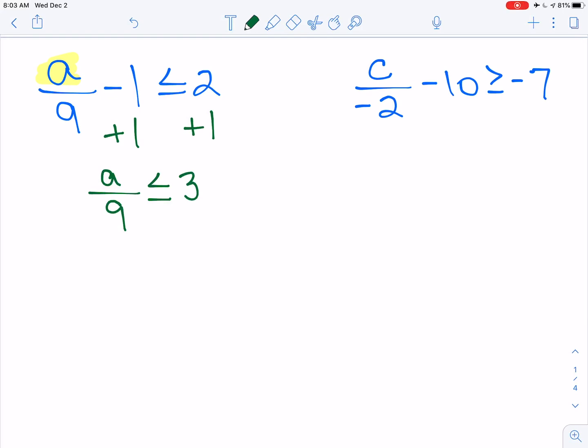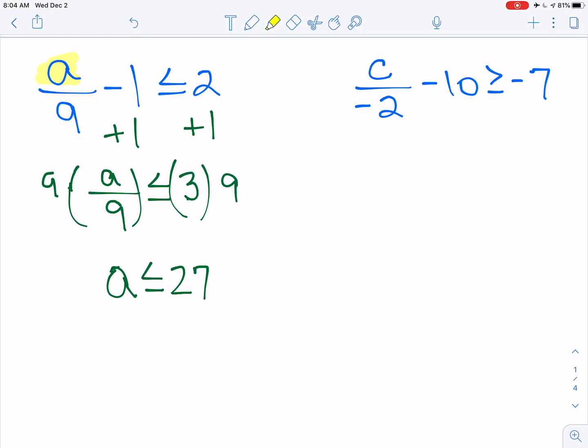Now, I have to look at any multiplication or division. A is being divided by 9, and the opposite of division is multiplication. So I'm going to multiply both sides of this equation by 9. And what that will do is it'll get rid of that divided by 9. So I'm going to be left with a is less than or equal to 3 times 9, which is 27. And again, I multiplied by a positive, so my inequality symbol did not change.